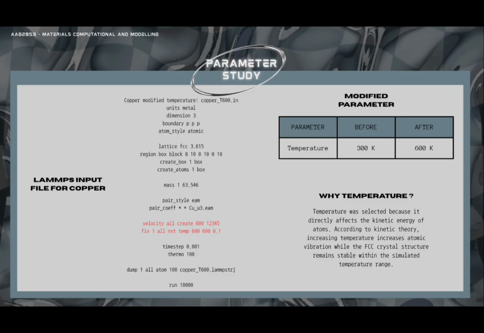For the copper parameter study, the temperature was increased from 300 Kelvin to 600 Kelvin. Two lines are modified. First, the velocity command was changed from 300 to 600 Kelvin. Second, the NVT temperature setting was also changed to 600 Kelvin. The purpose was to study how higher thermal energy affects atomic vibration in the copper crystal.